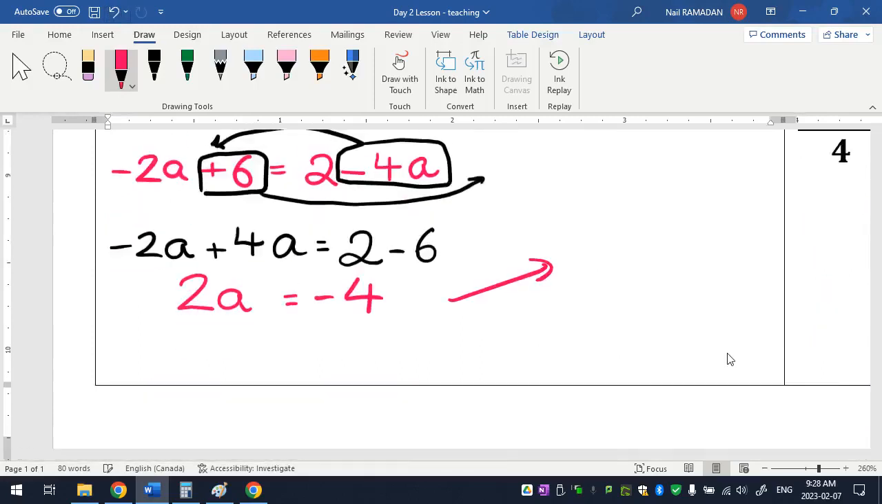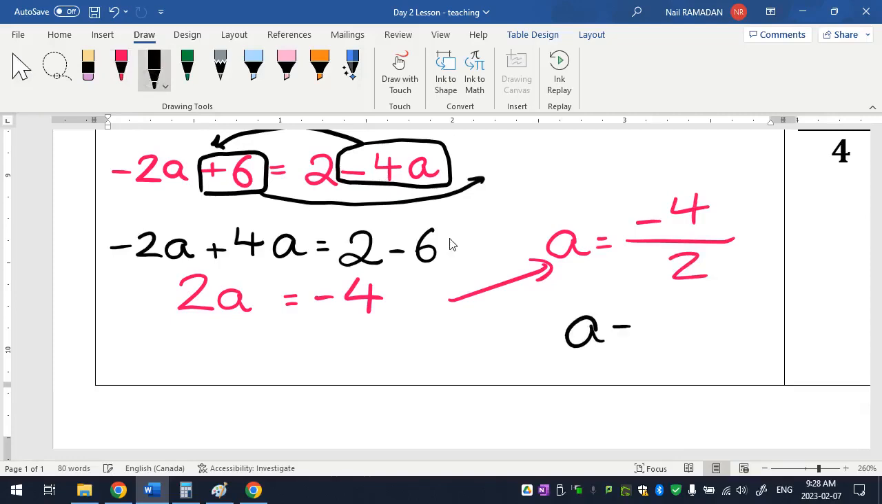So what's my final answer? A equals what divided by what? Minus 4. No, minus 4a. A is already being solved for. So negative 4 divided by, come on, what's 4 divided by 2? 2 with a negative. Check. Done.